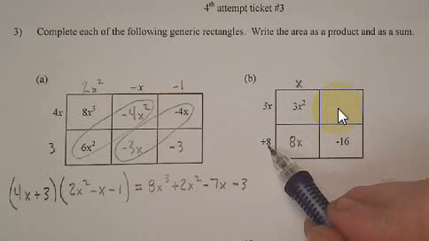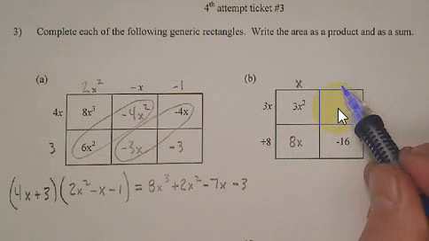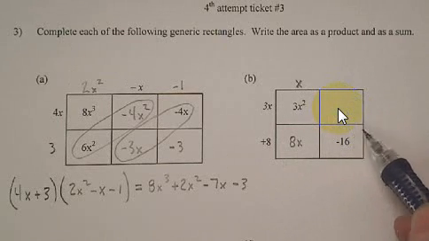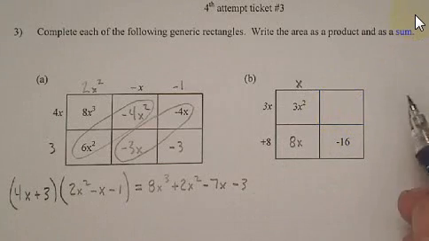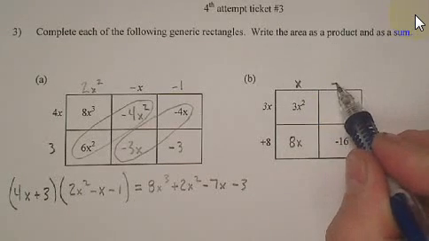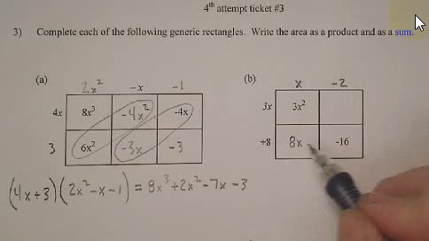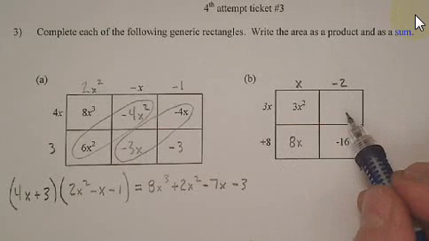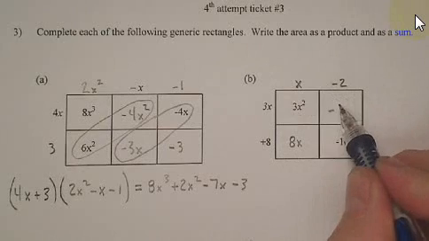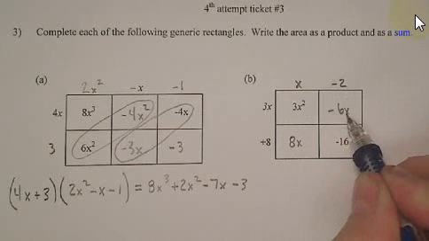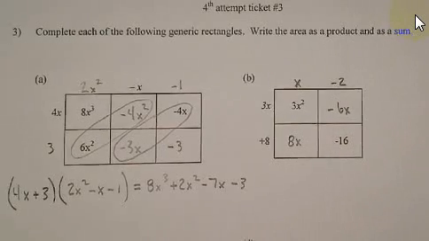We've got this positive 8 multiplied by this blank location here has to equal negative 16. So we're looking at negative 2, because negative 2 times positive 8 is negative 16. Which will allow you to fill in this blank spot here. Negative 2 times 3x is negative 6x. And that completes the generic rectangle.